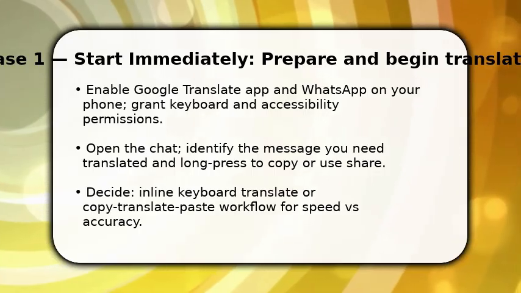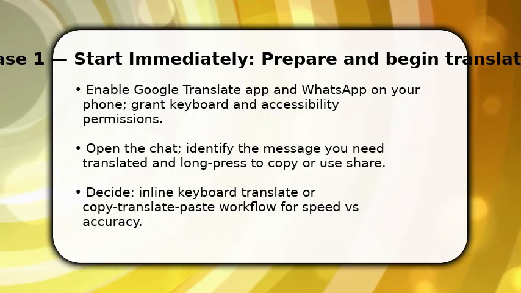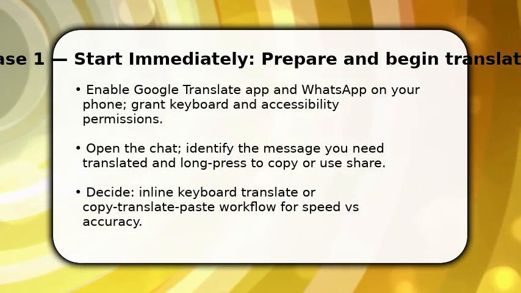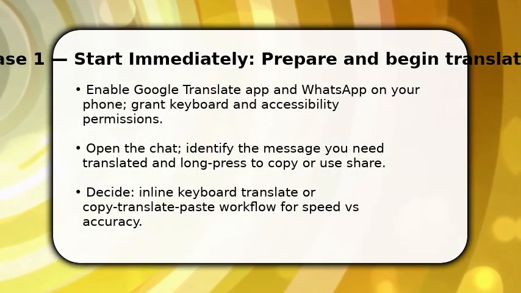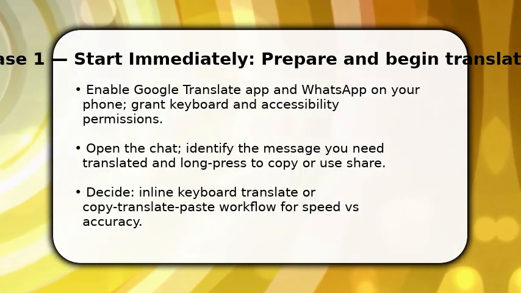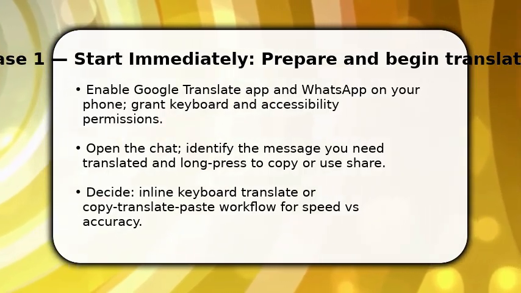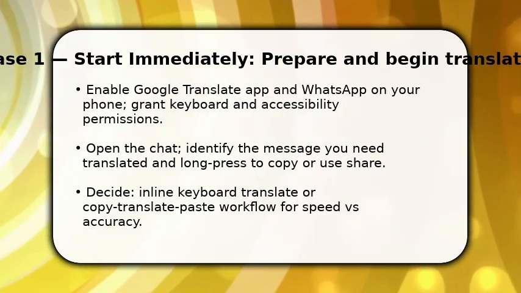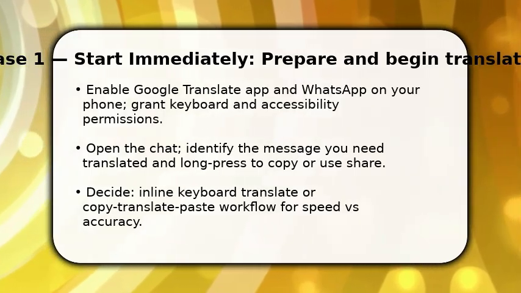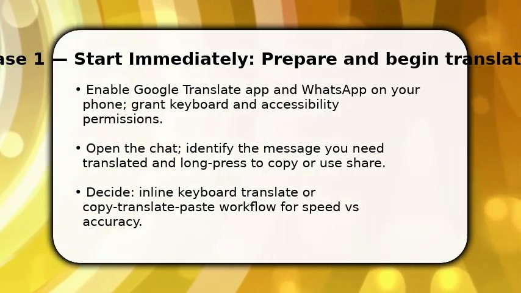You start by making the tools ready. Open Google Translate and WhatsApp, then grant needed permissions so interactions work. Once done, locate the exact message you need to translate and either long press to copy or tap share. Google Translate accepts both. Choose your first action based on speed.